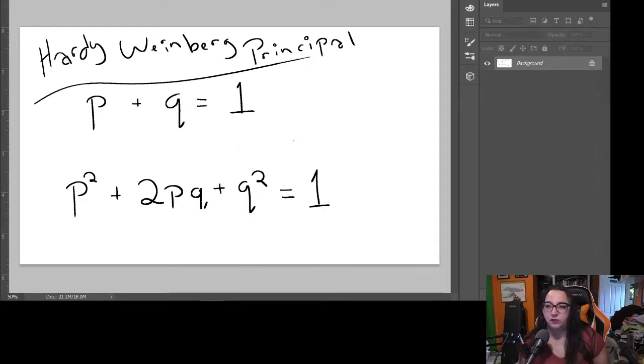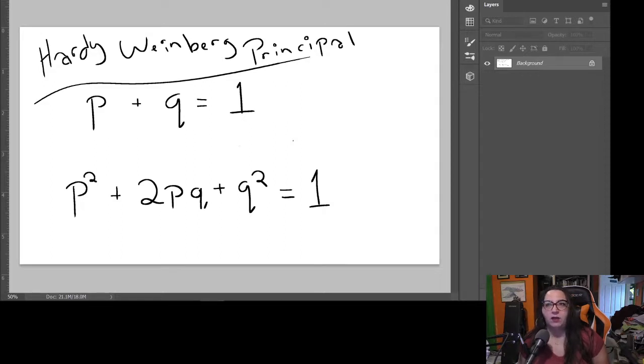Two more zeros. The P is always going to be our dominant allele. The Q is always going to be our recessive allele. And I'll make note of that in a second. And so the second part of the Hardy-Weinberg principle looks at the frequency of those alleles as far as genotype goes. This specifically looks at phenotype. And so we've got P squared plus 2PQ plus Q squared equals 1, or 100%.